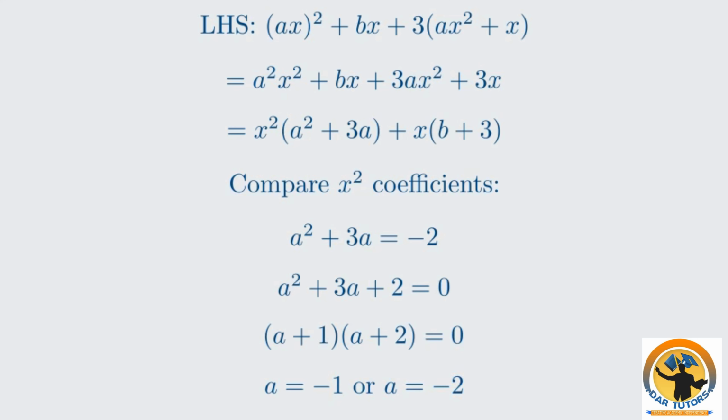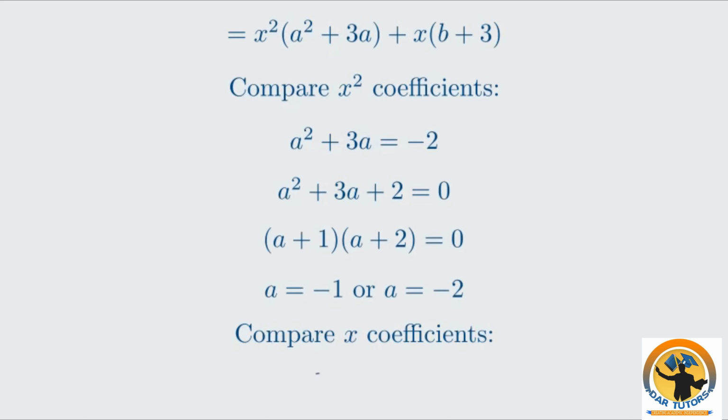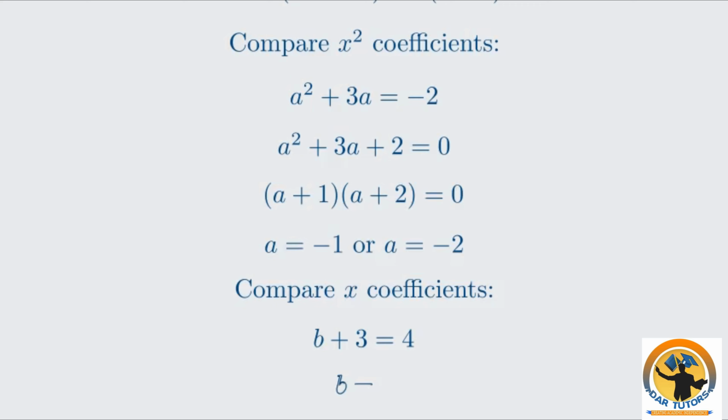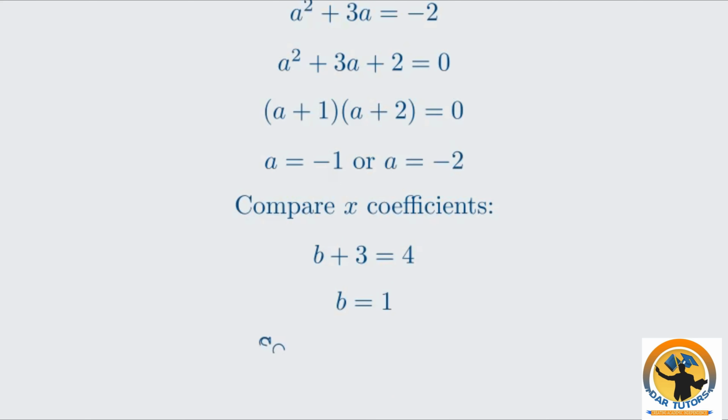Next, we compare the coefficients of x. On the left, it's b plus 3. On the right, it's 4. This gives us the equation b plus 3 equals 4. Solving for b, we find that b equals 1. So we have two possible solutions for the pair a, b. Either a is negative 1 and b is 1, or a is negative 2 and b is 1. This example clearly shows how comparing coefficients allows us to solve for unknown constants.